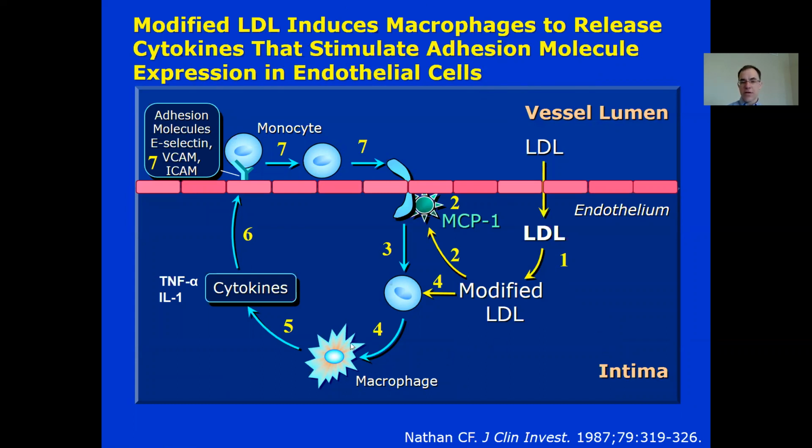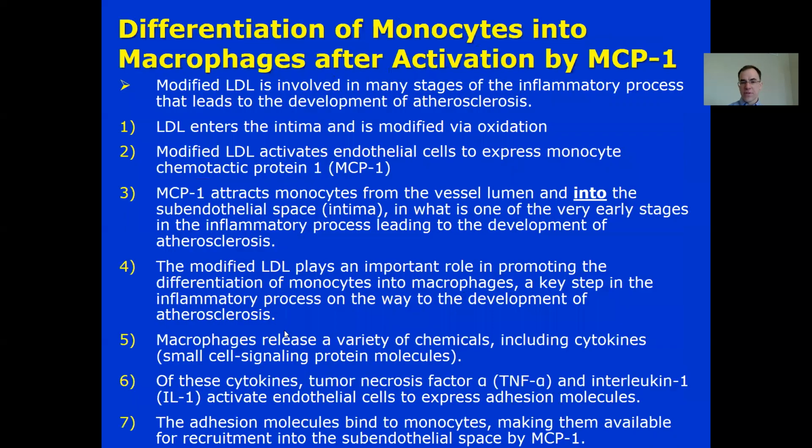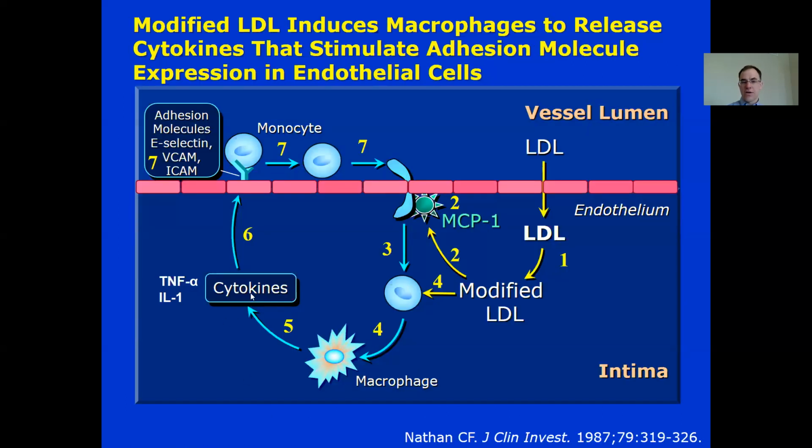Now that you have a macrophage, that macrophage is actually going to produce these things called cytokines. Think of cytokines as special proteins that are produced to cause, generally, bad things to happen in tissue. In this case, the macrophage is going to produce TNF-alpha, tumor necrosis factor alpha, and also interleukin-1. These are two cytokines that are produced by the macrophage, and they will cause the adhesion molecules E-selectin, VCAM1, and ICAM1 to be made by the endothelial layer of the coronary artery intima.